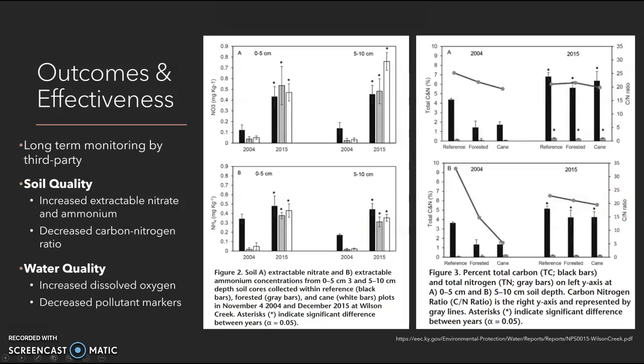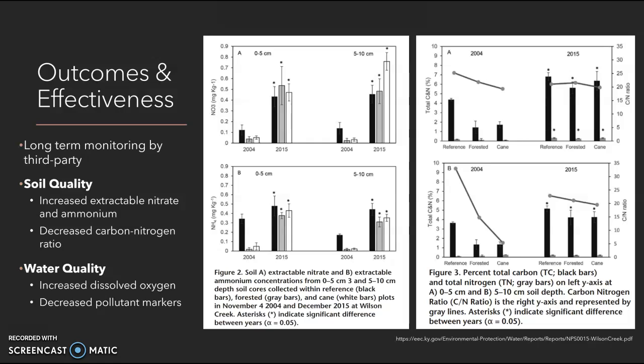So now comes the big question. How effective was revegetation at improving water and soil quality and preventing soil erosion? Fortunately, the answer seems to be fairly successful. A group of third-party researchers performed long-term monitoring of the site and gathered data on extractable soil nutrients and water oxygenation levels, among other ecosystem health indicators.